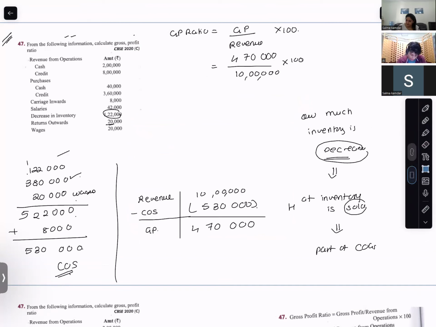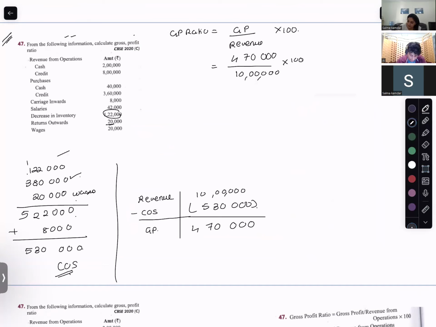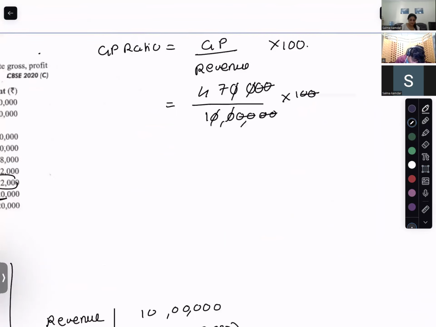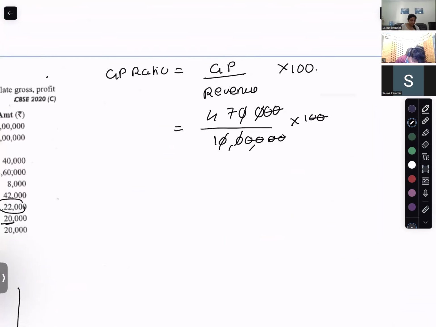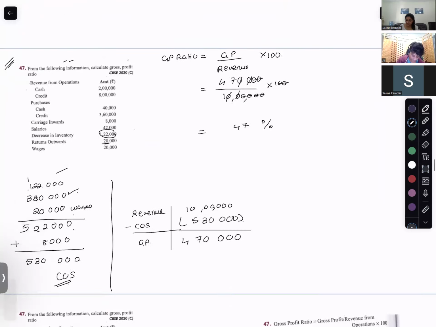So the zeros cancel, again these two and this two cancel. So what is the gross profit ratio? 47. Percentage. Don't forget to put the sign of percentage, 47%.